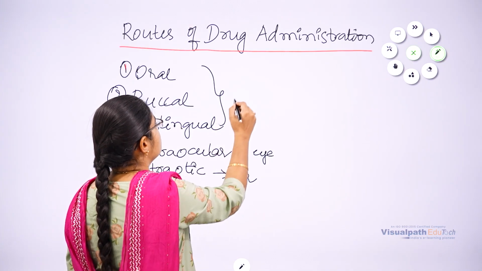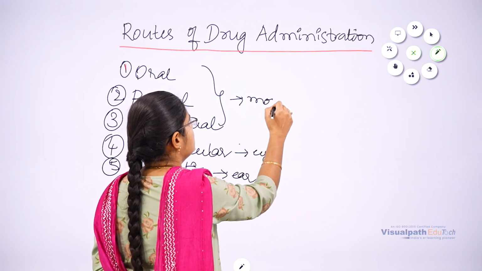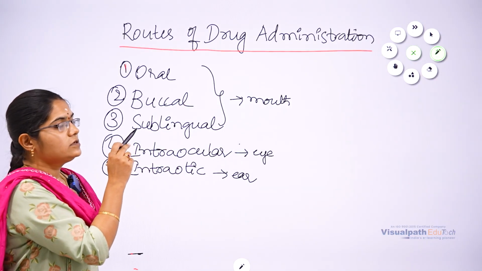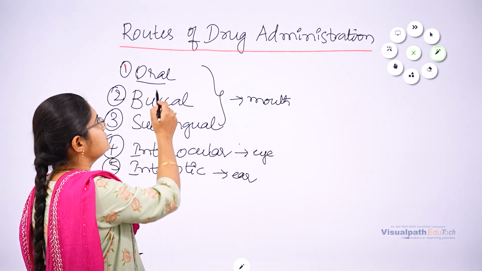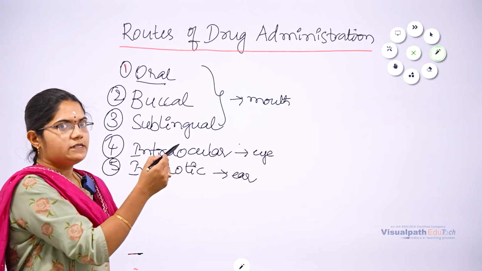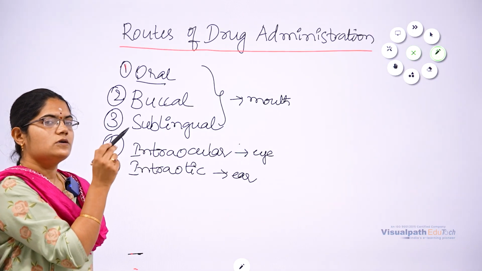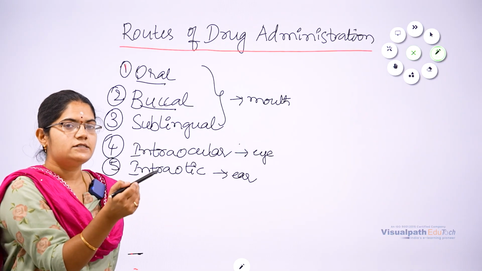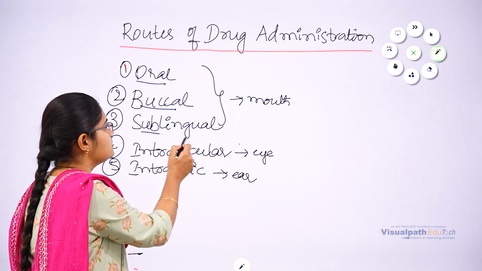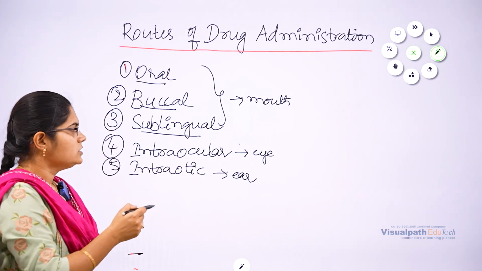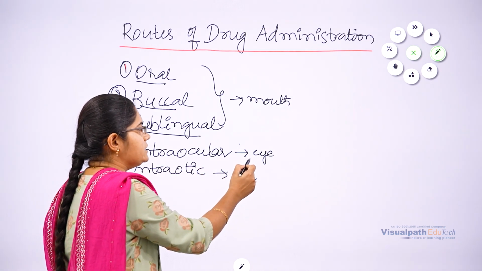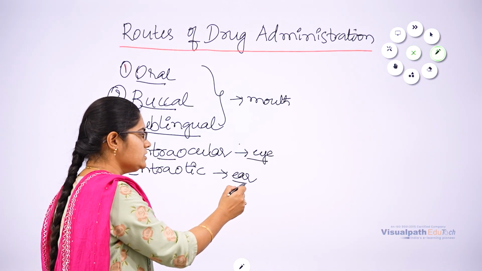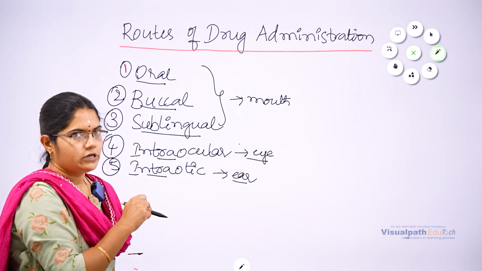And these three are through the mouth. In the first form, when a drug is swallowed by a person through the mouth, that is termed oral. When a drug is placed between the cheeks and gums of a person's mouth, that is termed the buccal route. When a drug is placed underneath the tongue, that route is termed the sublingual route. When a drug is administered into the eye, that is termed intraocular. When a drug is administered into the ear, that is termed intraotic.